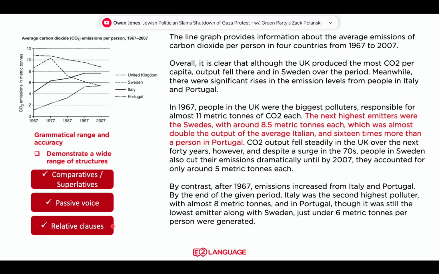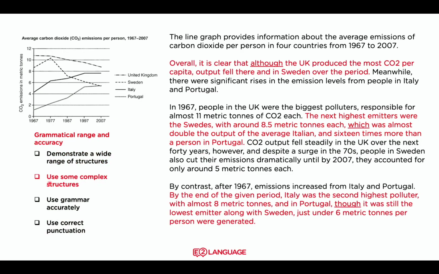Another thing I've included is relative clauses. For example, "The next highest emitters were the Swedes with around 8.5 metric tons each, which was almost double the output of the average Italian." So this is my relative clause, which was almost double the output. Second thing on the dot point list is complex structures. And here are a bunch. I've got a sentence with although. Relative clauses are complex sentences too. So my sentence with which, and another one here with the word though.